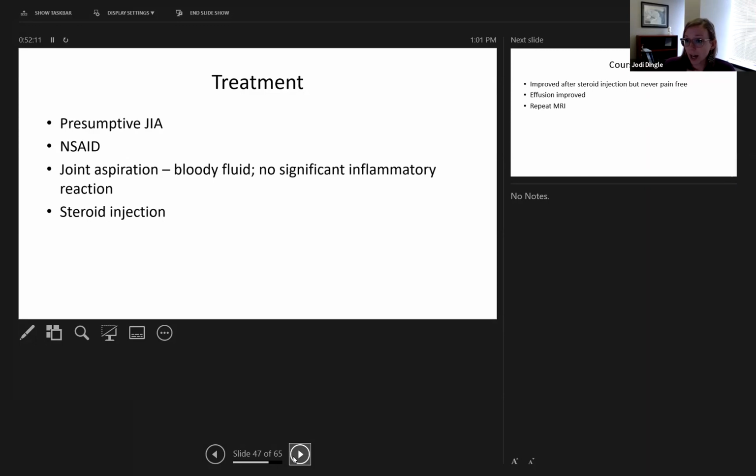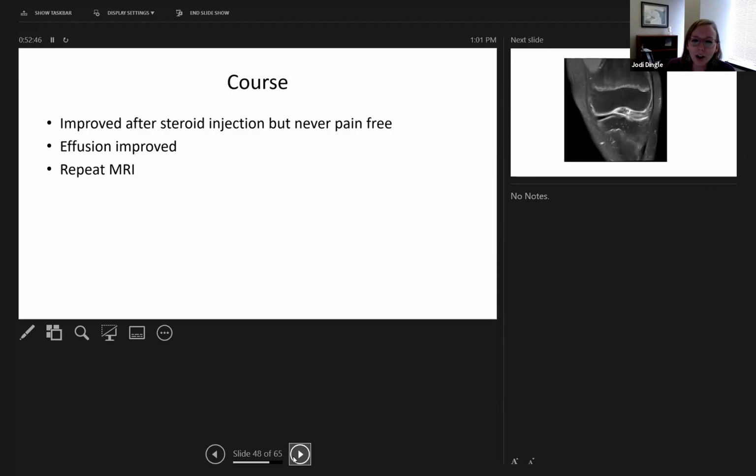So you presume she has JIA, which is reasonable, right? She has painful limited range of motion in one joint. You decide to start her on some NSAIDs to see if that helps. You aspirate the joint, and it's a bit bloody, but there isn't a significant amount of inflammatory cells. And then you inject her knee with a steroid, which is often what we'll do in oligoarticular JIA, especially if it's just 1 or 2 joints involved, inject it with a steroid, see how they respond to that before starting more systemic treatment. So she got a little better after her steroid injection, but she was never pain-free.